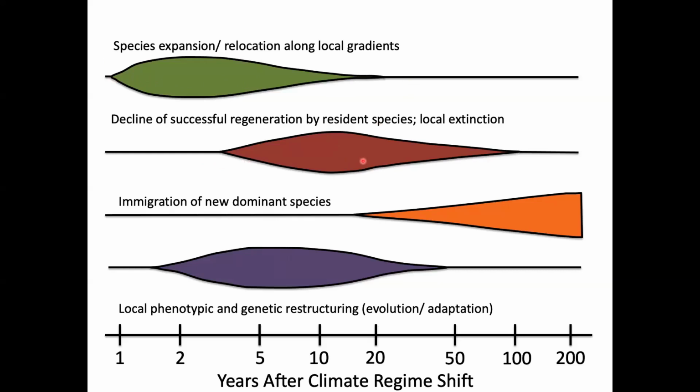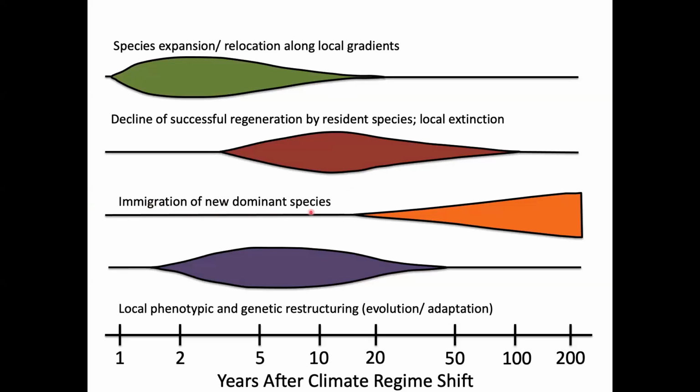Eventually, what we expect as climate change proceeds is that there will be a decline in regeneration by those resident species, and eventually perhaps also local extinction. Although we haven't lost any of the plant species from any of the treatments at Buxton, there's evidence that some of those species are at the point now where we may well lose them from some of the climate treatments.